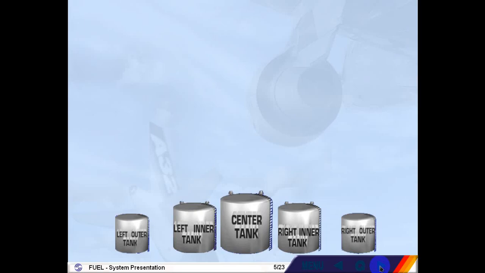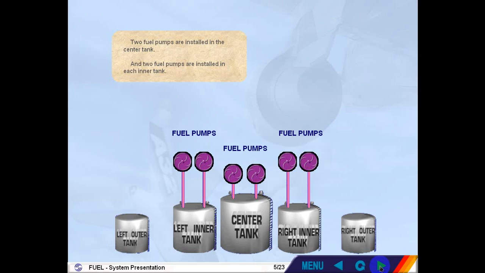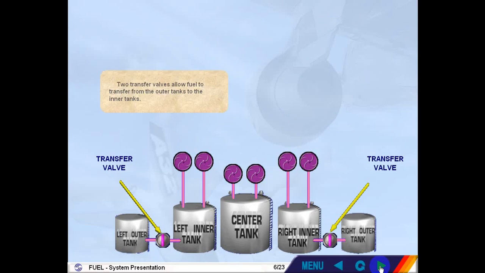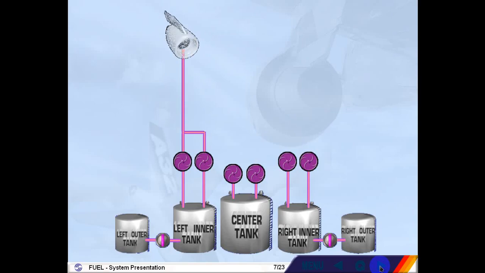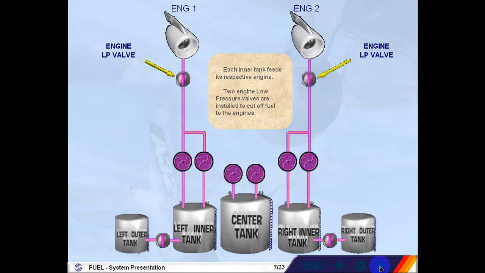2 fuel pumps are installed in the center tank, and 2 fuel pumps are installed in each inner tank. 2 transfer valves allow fuel to transfer from the outer tanks to the inner tanks. Each inner tank feeds its respective engine. 2 engine low-pressure valves are installed to cut off fuel to the engines.